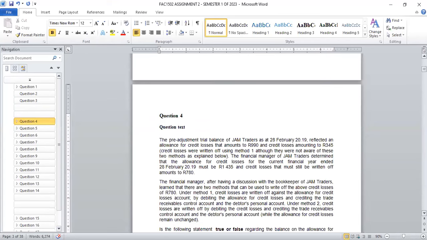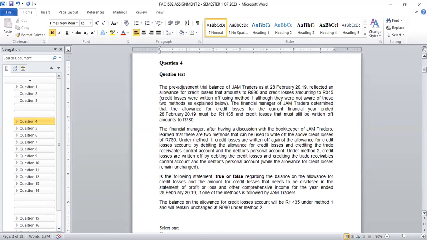The pre-adjustment trial balance of GM Traders at 28 February 2019 reflected an allowance for credit losses that amounts to 990 and credit losses amounting to 345. Credit losses were written off using method 1, although they were not aware of these two methods as explained below. The financial manager of GM Traders determined that the allowance for credit losses for the current financial year ended 28 February 2019 must be 1435 and credit losses still to be written off amount to 780. The financial manager, after having a discussion with the bookkeeper of GM Traders, learned that there are two methods that can be used to write off the above credit losses of 780.